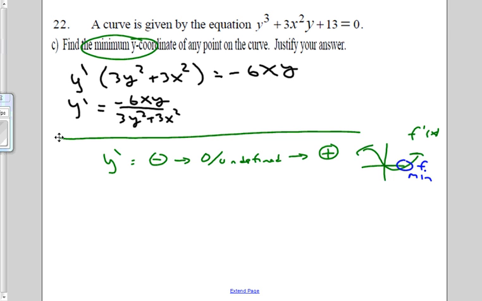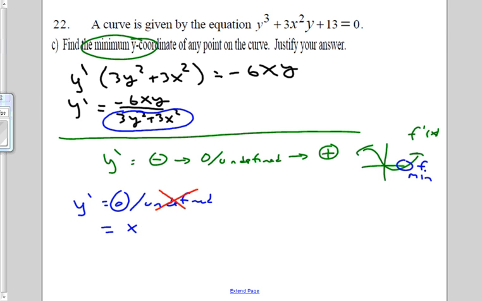The only way that y prime can equal 0 or undefined: it can never be undefined because of those squareds there, the denominator can never be 0. So it'll never be undefined because the denominator can never equal 0. When can my derivative equal 0? Well, that can equal 0 when x equals 0 or when y equals 0.